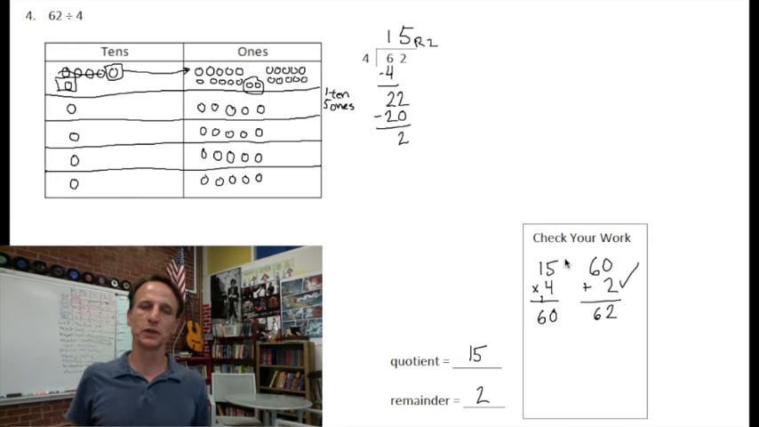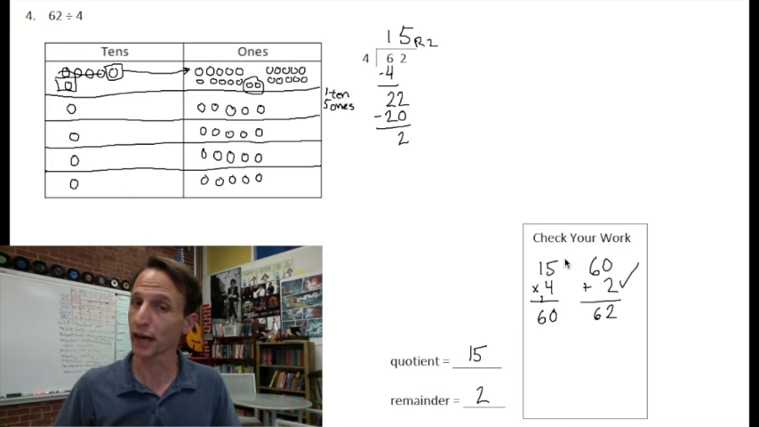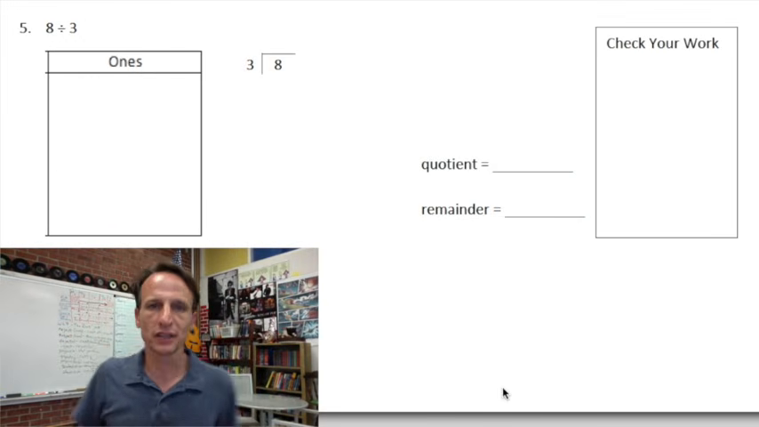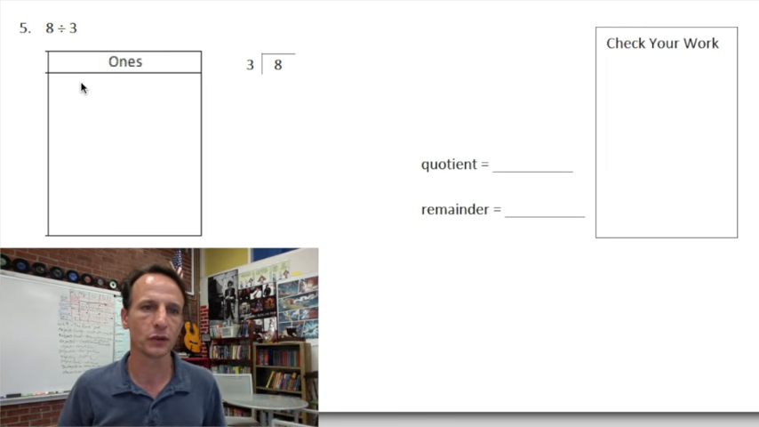All right, moving and grooving. Let's see what awaits us in number 5. More donuts, perhaps. And another softball here in number 5, a nice easy one. We have 8 divided by 3, so we just have the ones place to work with.